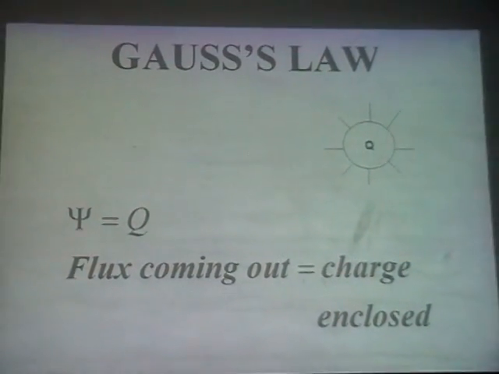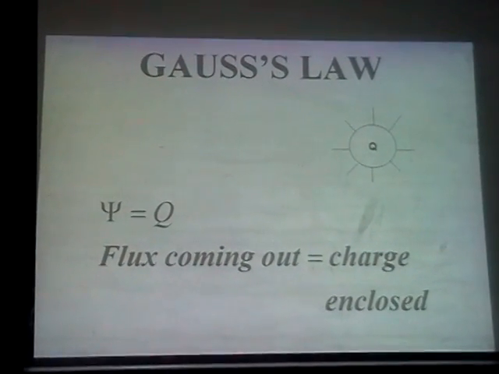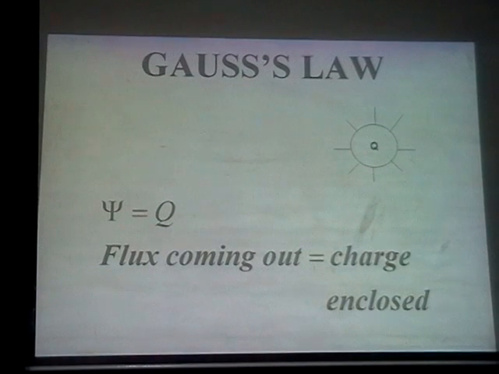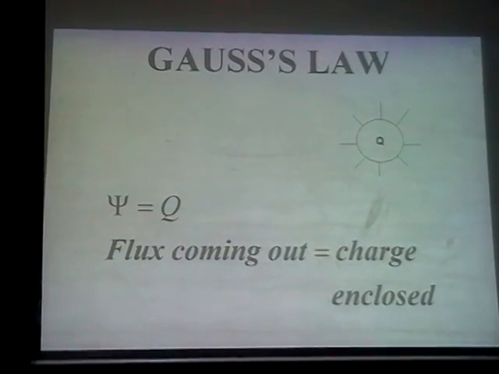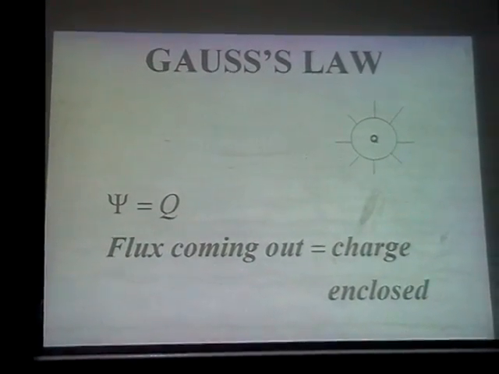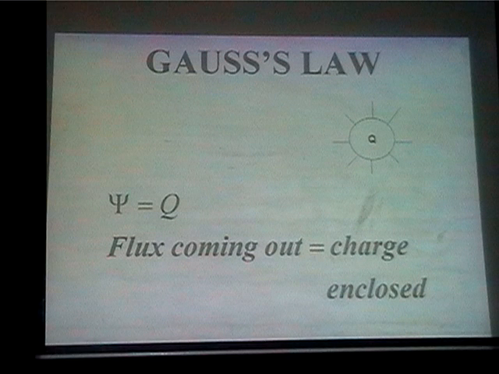Some time back we said the sun produces heat, a flower produces fragrance, and students continuously produce noise. More students, more noise. Fewer students, less noise. So Gauss law says the noise coming out of a class is directly proportional to the number of students.